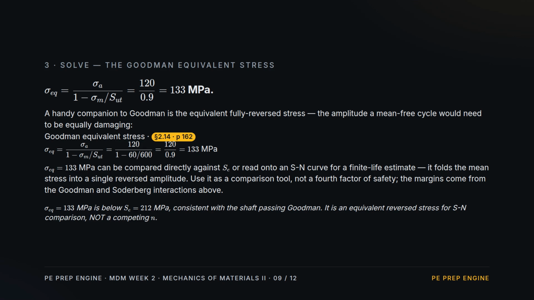Solve. Part 3. The Goodman equivalent stress. This folds the mean stress into a single equivalent fully reversed amplitude. The swing a mean free cycle would need to do the same fatigue damage. You can lay it straight onto an SN curve or compare it to the endurance limit. Ours comes out below the endurance limit, which lines up with the part passing Goodman. Treat it as a comparison tool, not a fourth factor of safety.